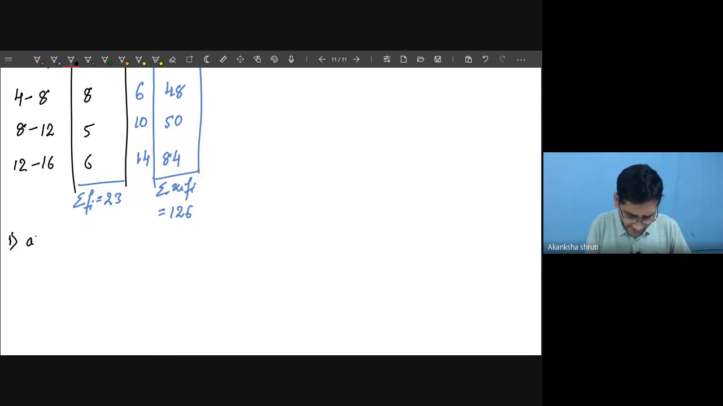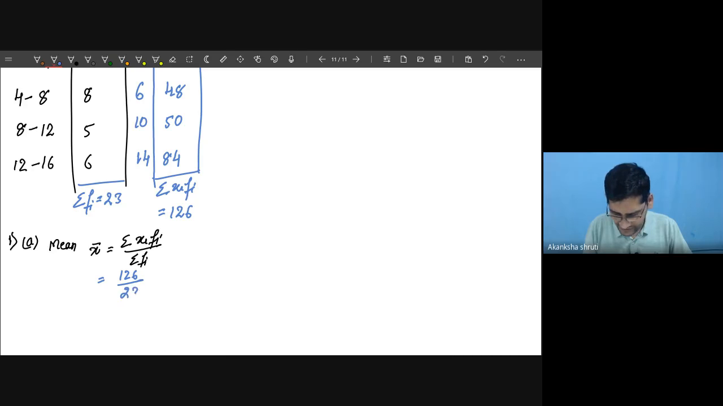So for the 1A, mean x bar, summation of xi fi divided by summation of fi, this is calculated as our 126 divided by 23. Any student have calculated this? Yes? No one? It will be 5.4, approximately we can take, or exactly you may go one step more, 5.47. It is this much. Okay? It is one method.